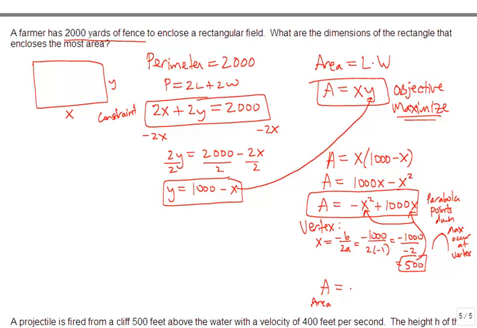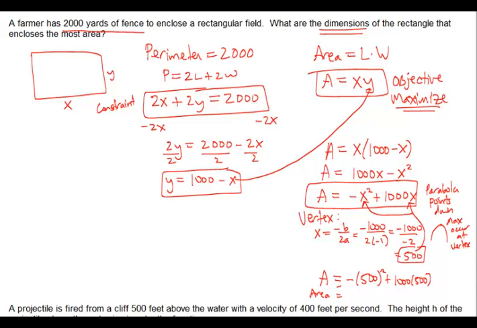So if I plug in 500, I'd get negative 500 squared plus 1,000 times 500. And I'm going to skip the typing into the calculator here, but this comes out to be 250,000. So when we take our x value of 500 and we plug it back into our function up here for x, remember that that's not finding the y value, it's finding what this function represents, which in this case is area. So we just calculated the maximum area of this rectangular field.